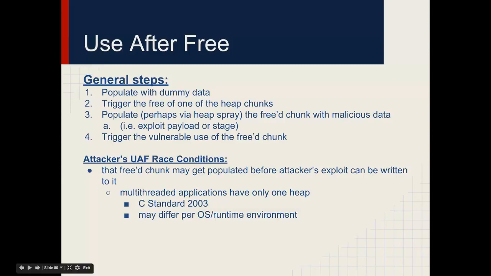There is a race condition, however, in every use after free exploit, that the freed chunk that you want to target to reuse may get populated by something else before the attacker's exploit can overwrite it. Multi-threaded applications are known for having only one heap, and this is set forth in the C standard in 2003, but it may differ per operating system runtime. But for a multi-threaded server, all of the clients connected to that server would be working with the same heap. So that would be extremely difficult to land a use after free with a high amount of users due to this race condition.